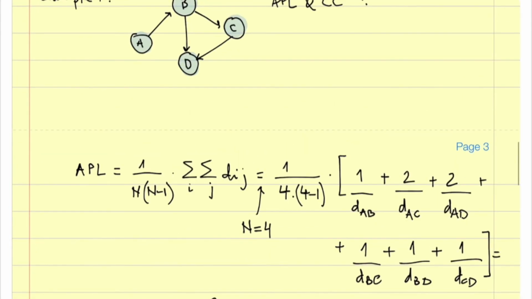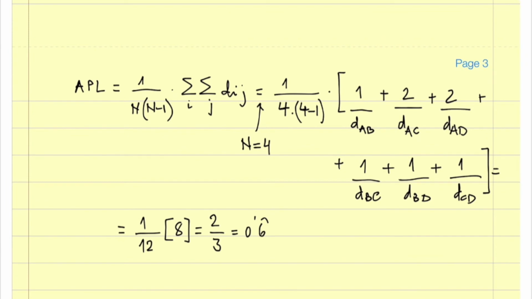I need to do 1 divided by n times n minus 1, and then measure all the distances from all the nodes to all the others. So A to B, A to C, A to D, and then B to C, B to D, and C to D. Okay? Understood?